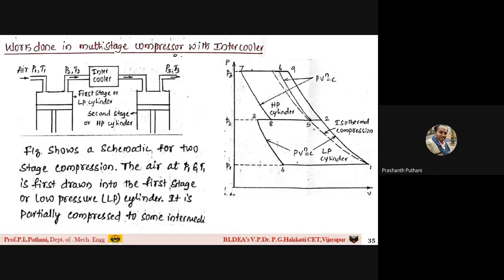Suppose the compression takes place in 3 stages, then what happens? This P3 T3 again enters into an intercooler. You can see here, it enters into the second intercooler. Again here the temperature reduces, pressure remains the same, P3. Again it enters into the next cylinder, that is cylinder number 3. You can see here how I am labeling it.